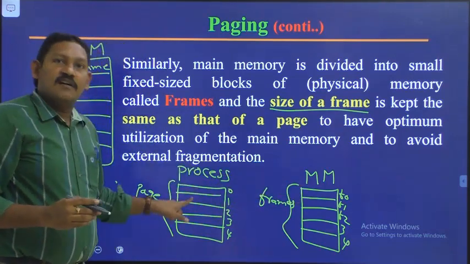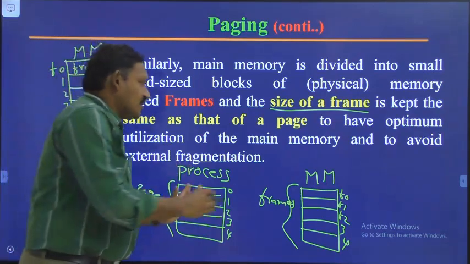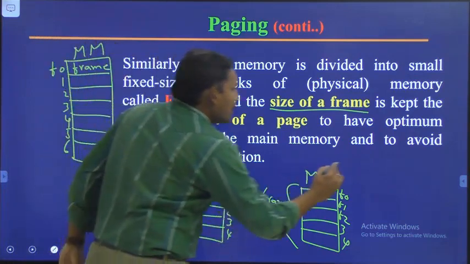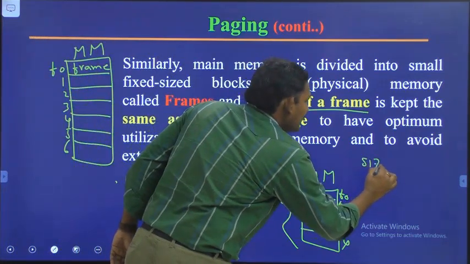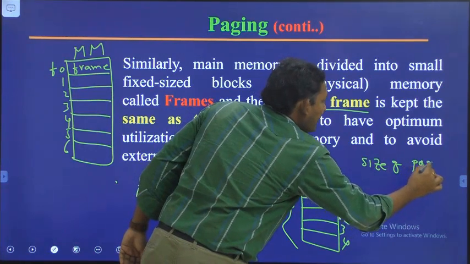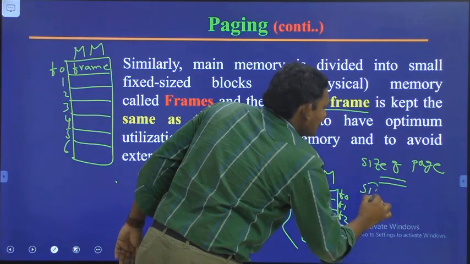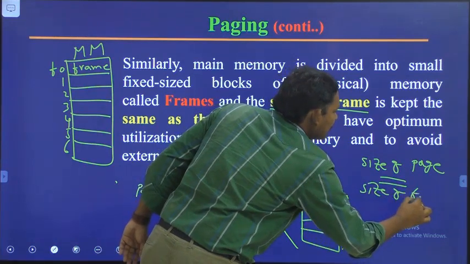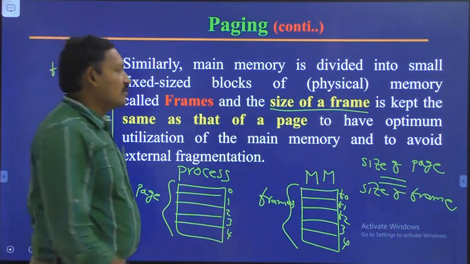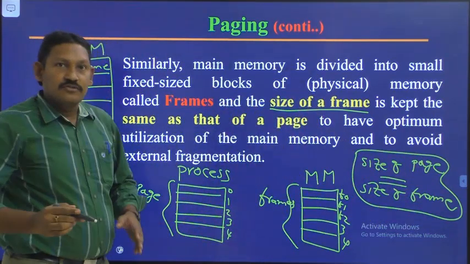All the pages are of equal size, and the size of the page and the size of the frame are also equal. The size of a page is equal to the size of a frame. Okay. Why? Because I have told you.